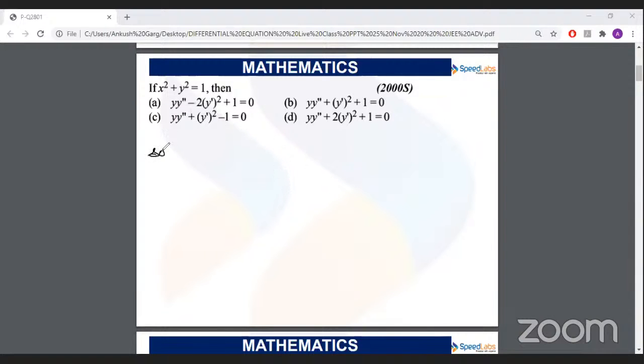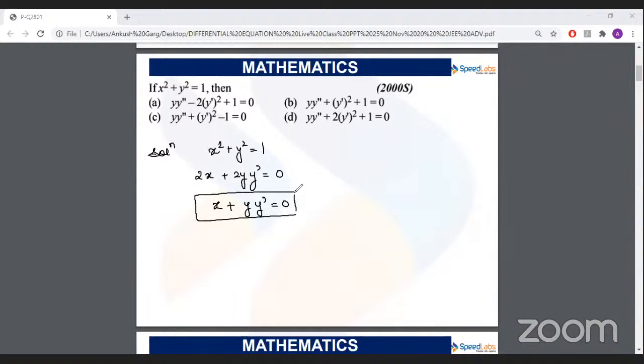So what we'll do is simply start differentiating it. So x square plus y square is given as equal to 1. We'll differentiate it the first time, so we'll get 2x plus 2y y dash equals 0. So the simple relation we are getting is x plus y y dash equals 0. This is the first relation. Now if I differentiate this relation again, इसी relation को अगर मैं फिर से यहाँ differentiate कर देता हूँ, then what I'll get: differentiation of x is 1.